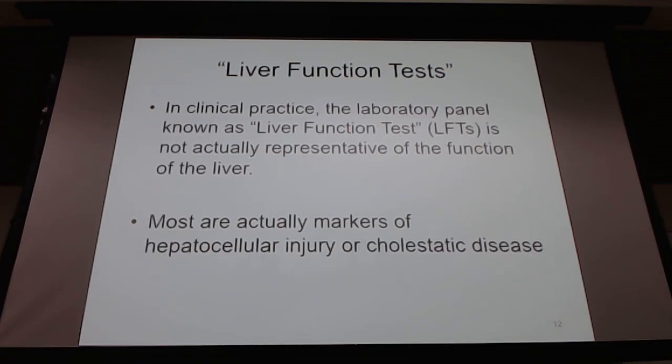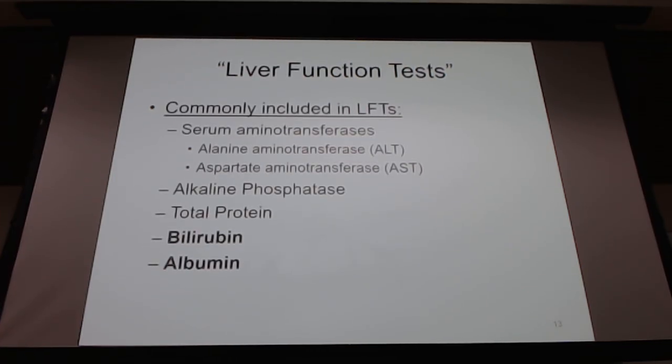So we're going to look at these markers. We're going to take a deeper dive into that. So here's your basic markers. So we have our aminotransferases, our ALT and AST. We also throw in alkaline phosphatase. We're also looking at protein, and then bilirubin and albumin as well. And these are all markers typically that we need to check.